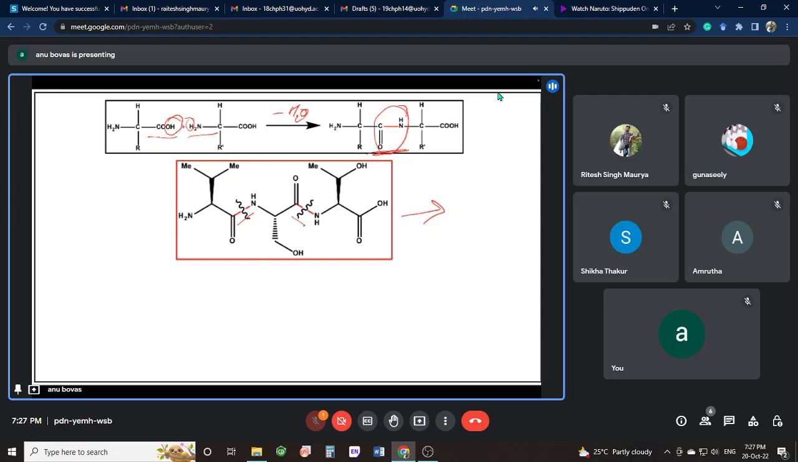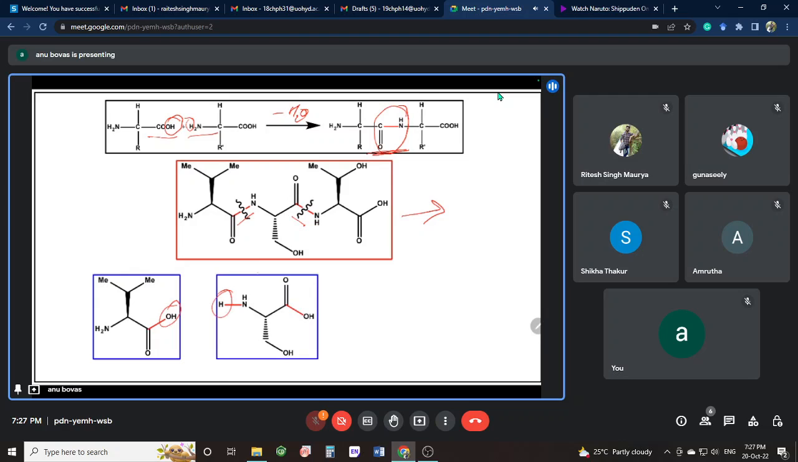And after breaking, what we have to do? While forming, one OH is gone from COOH and one H is gone from NH. So we have to add that in order to get the individual amino acid. So we will add OH to carbonyl, H to hydrogen, NH. Similarly, here O carbonyl is there, we are adding OH. And in this case, NH is there, so we will add a hydrogen. Now we got individual amino acid.